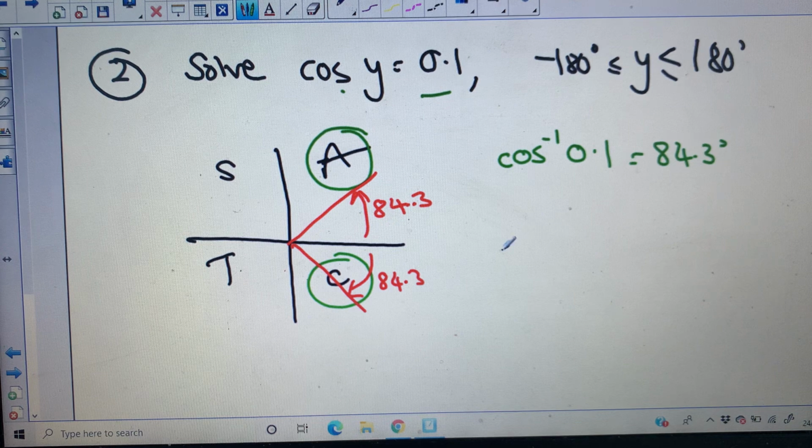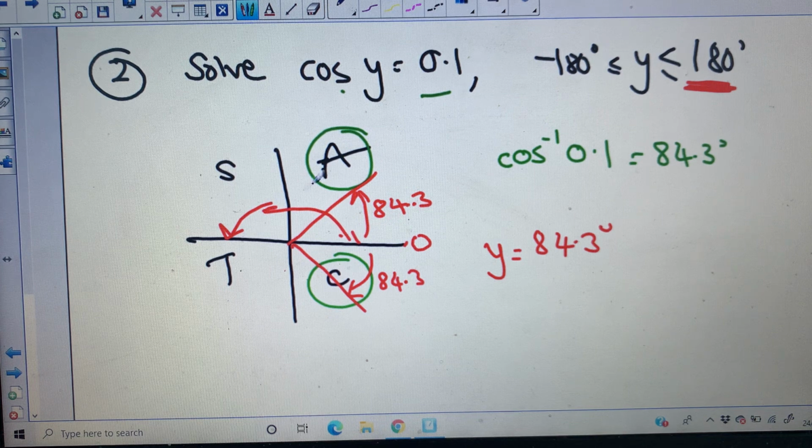We're now going to read off to find our solutions. So let's start. Here's 0, and I'm going to go all the way, but only as far as 180. So my first, I hit 84.3, and get to 180, nothing else there.